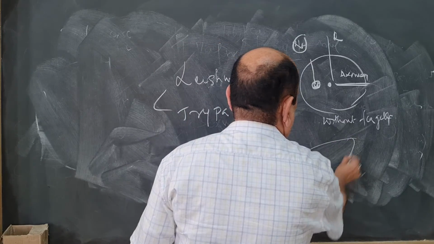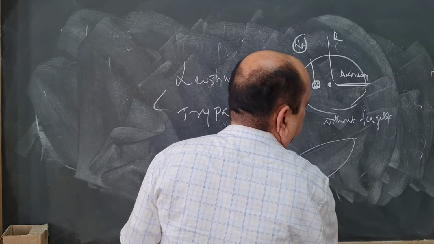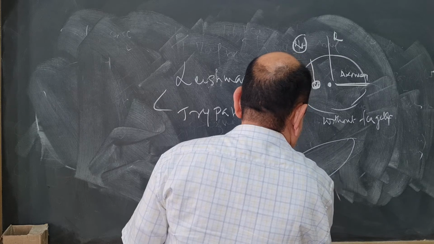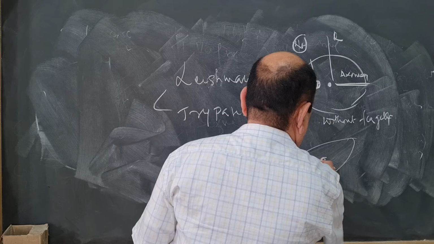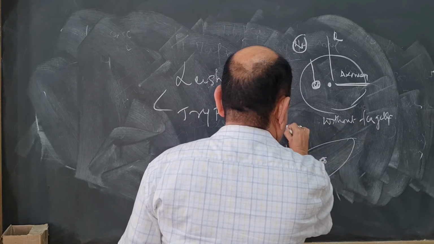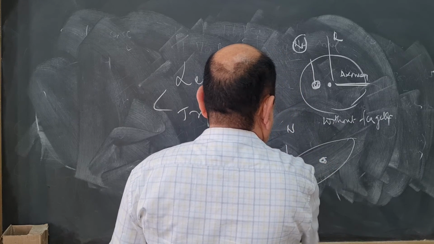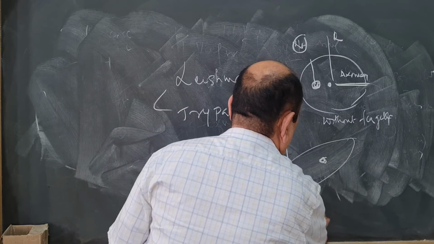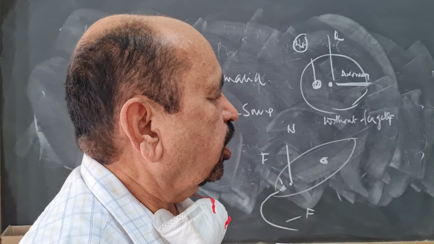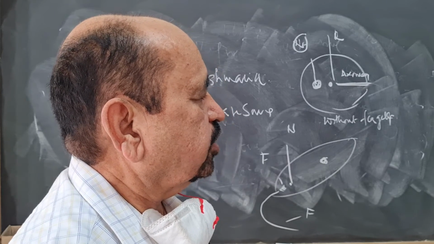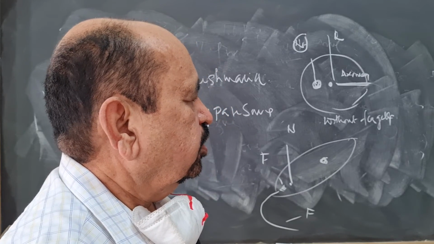Next one is promastigote. You write this diagram: this is the nucleus, this is the kinetoplast. These two are very important; epimastigote and trypomastigote are not as important.